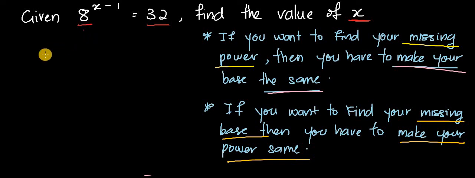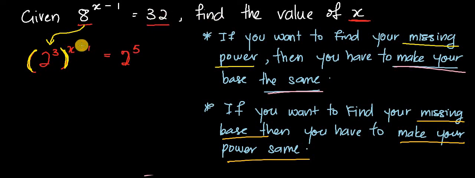Alright? I know 2 power 3, I get 8. Correct? 2 power 3, I get 8. So 2 power 3, and then here I have x minus 1. One thing I highly recommend, whenever you want to change your base number, always write it in a bracket. Please write them in a bracket. Equals to 32. I know that 2 power 5, I get 32.